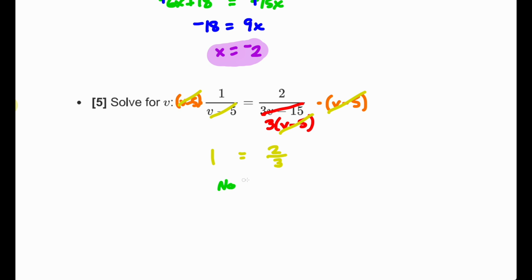So when that happens, the answer is going to be no solution. It's similar to the stuff we went over in previous weeks' lessons as well. If you ever get a false equation, like 1 is not equal to 2/3, that's false. So the answer would be no solution for that one.